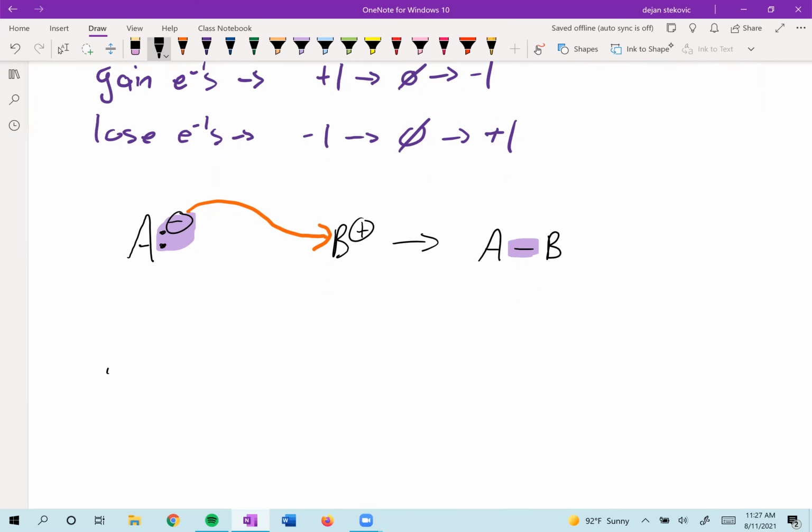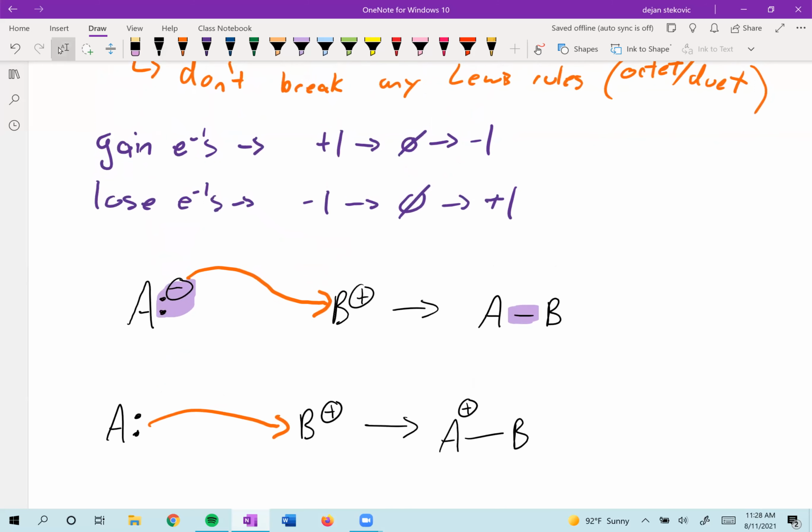But it doesn't always have to be totally neutral. You can have a neutral A interacting with a B positive. Again, we can still form this bond. But now A has lost electrons. It was neutral, so now it's going to go from a 0 to a +1 charge. B was positive, has gained electrons, and is now just neutral B. So we'll take a look at some more examples later on, but just get the basics down.